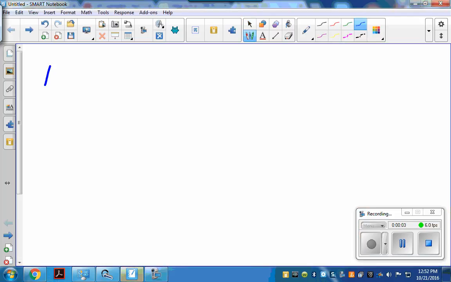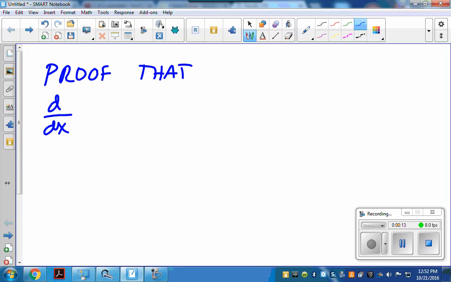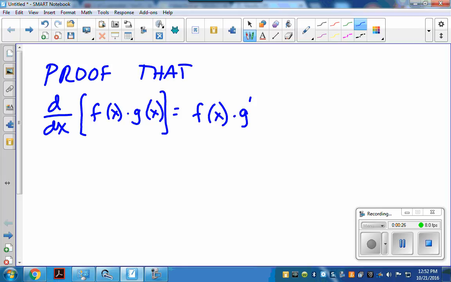This is the proof of the product rule for differentiation. Proof that the derivative of a product, f of x times g of x, can be thought of as the first function times the derivative of the second plus the second function times the derivative of the first.